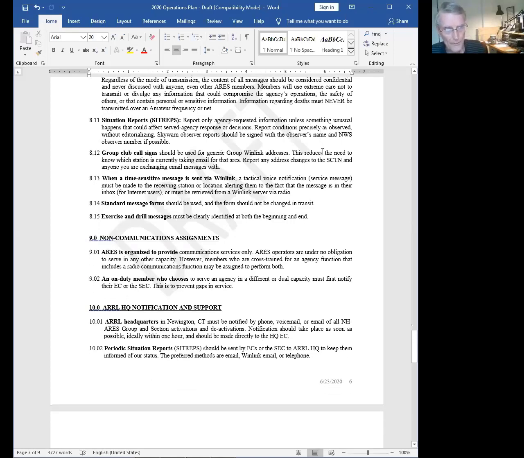And SITREPs used to be somewhere else. It was a whole separate section, and I just merged it into here. Same with the group club call signs. How many of the groups still have those?